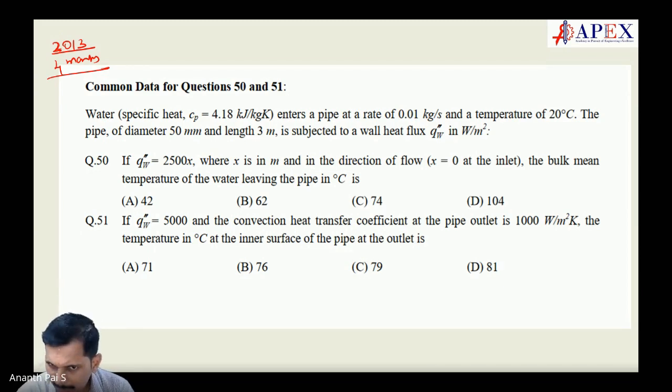Water enters a pipe at a rate of 0.01 kg per second at a temperature of 20 degrees centigrade. Pipe diameter of 50 mm and length 3 meters, subjected to wall heat flux, so and so, where x is in meters. The bulk mean temperature of the water leaving the pipe is. This is directly substitution of the thing over here.